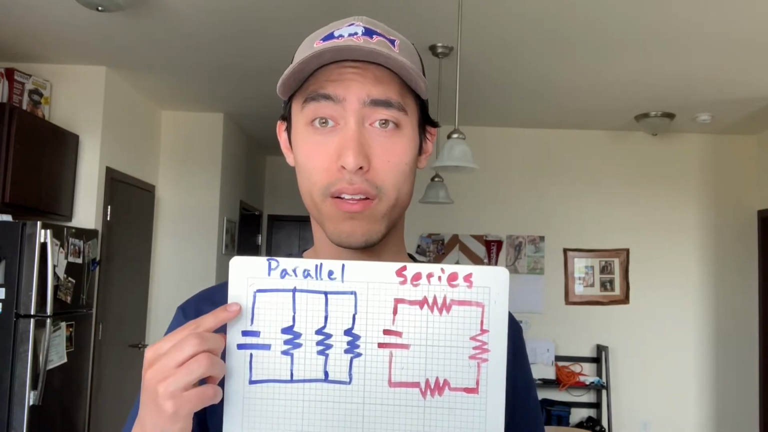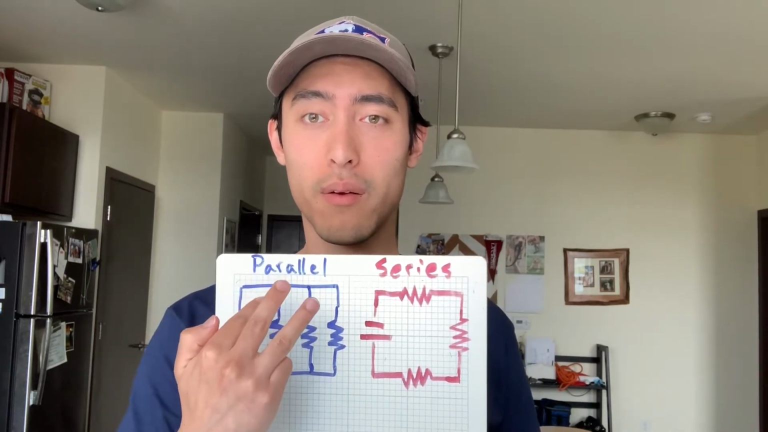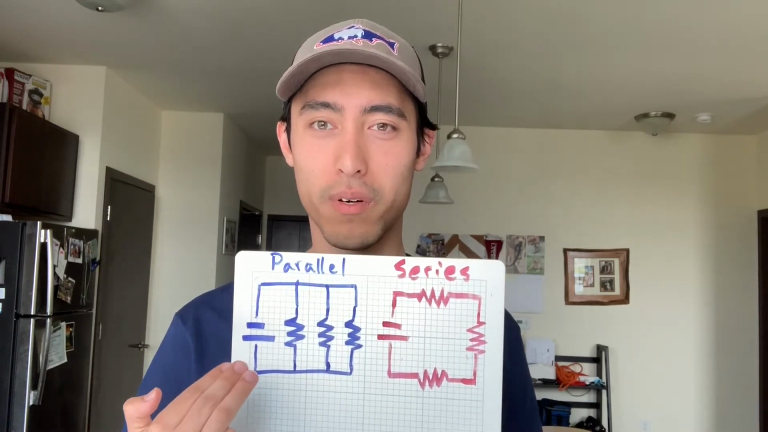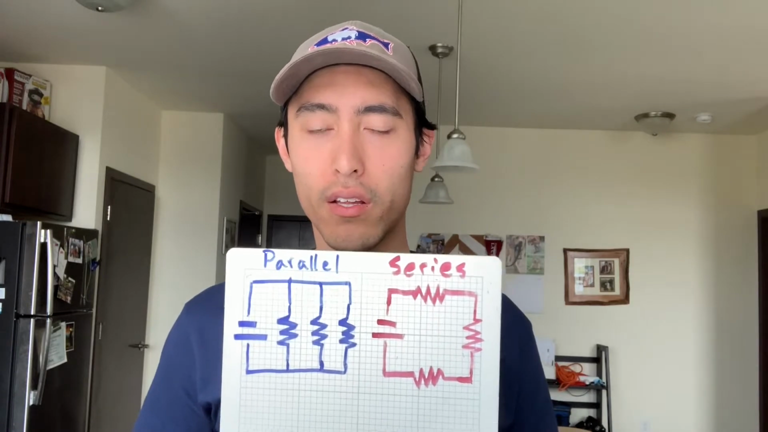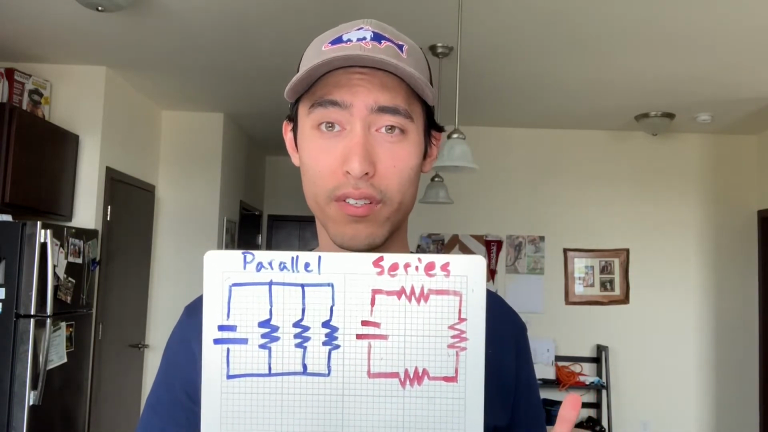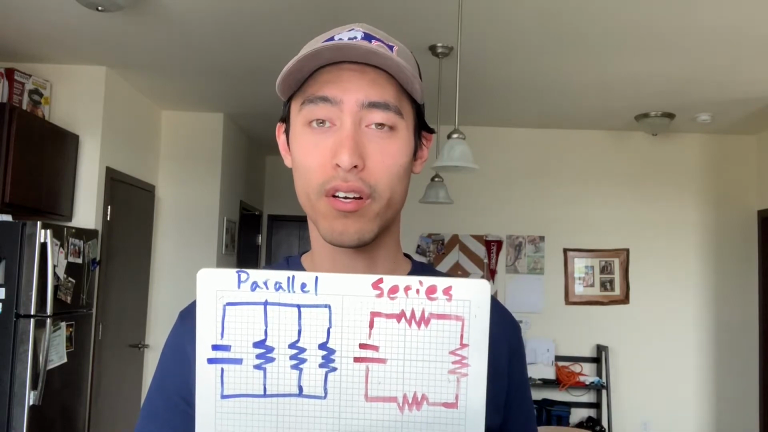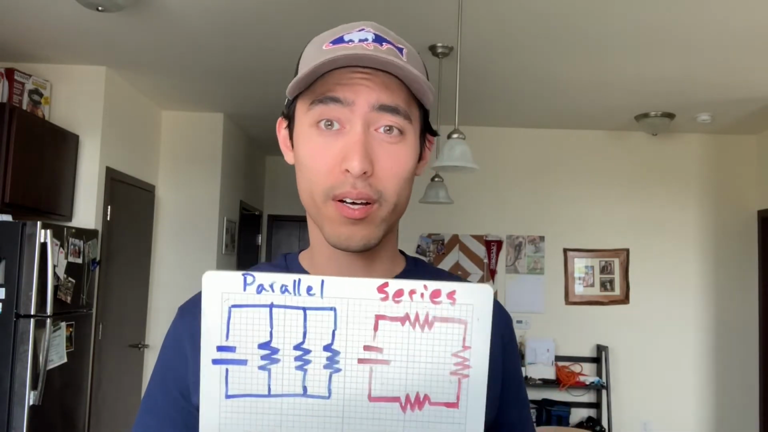The electrons will come out of the negative terminal, get split between three different paths right here, and then enter back into the positive terminal. These two different orientations of resistors allow us to alter the voltage and the current for the circuit. And this will apply to different applications.